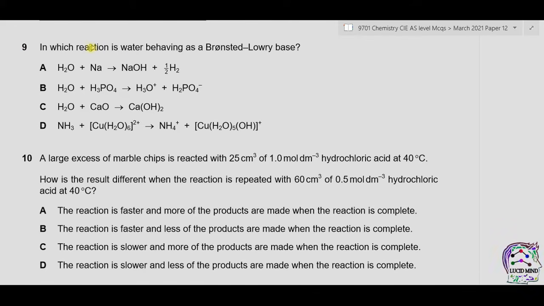Question 9. In which reaction is water behaving as a Bronsted-Lowry base? Now a Bronsted-Lowry base is a proton acceptor, that accepts H+. Now they are asking about water. We have H2O. Whenever water accepts a proton, it forms H3O positive. Let's see which equation represents this change.